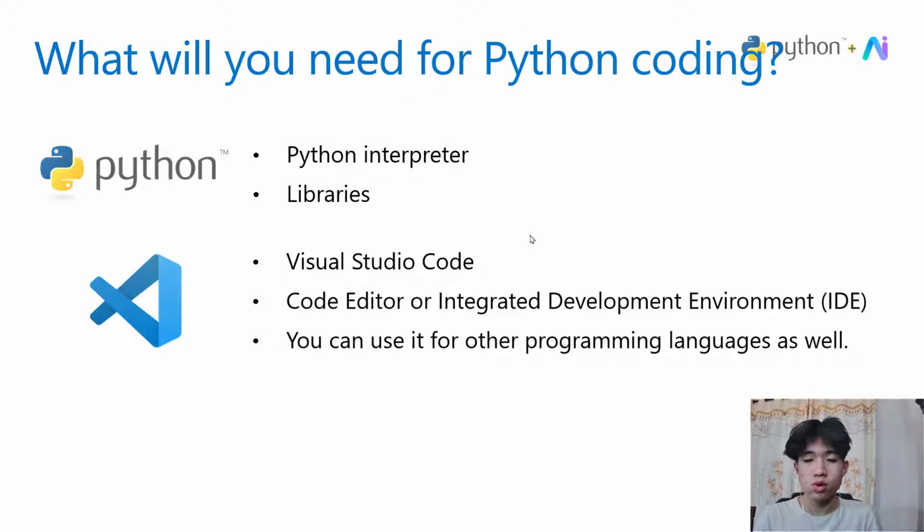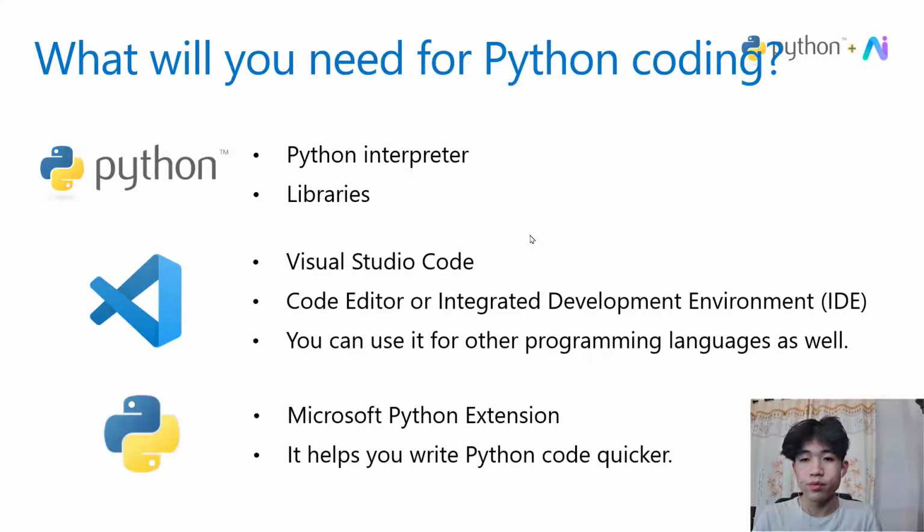But we use Visual Studio Code because, in my opinion, it is the best code editor. It's super efficient and it makes writing code really, really easy. And it organizes all your files nicely. And it is professionally used all over the world. You can use it for other programming languages as well, but for this course, we will just be doing Python. Lastly, we will need the Microsoft Python extension. So this basically just helps you write Python code quicker and more efficiently.